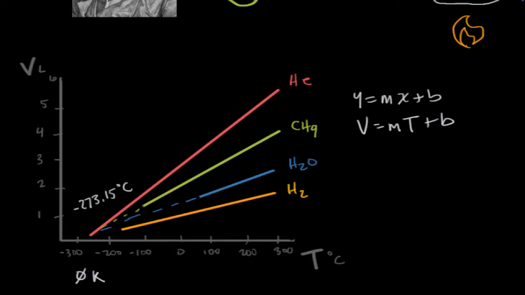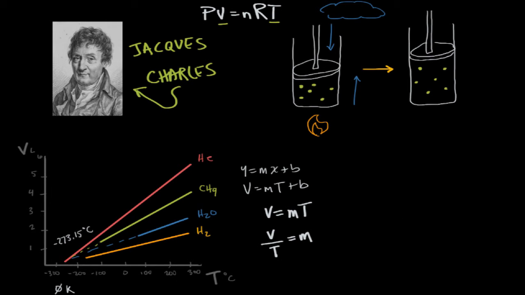Now, if we take our equation, which is V equals mT, and now we don't need the b because our y-intercept is 0, and if we move some variables around, we'll see that V divided by T is equal to m. Or in other words, the quotient of our volume divided by our temperature is constant. It's the same as long as the sample size is the same, so the same number of moles, and the pressure doesn't change. And this is exactly the concept that we've applied to our ideal gas equation.